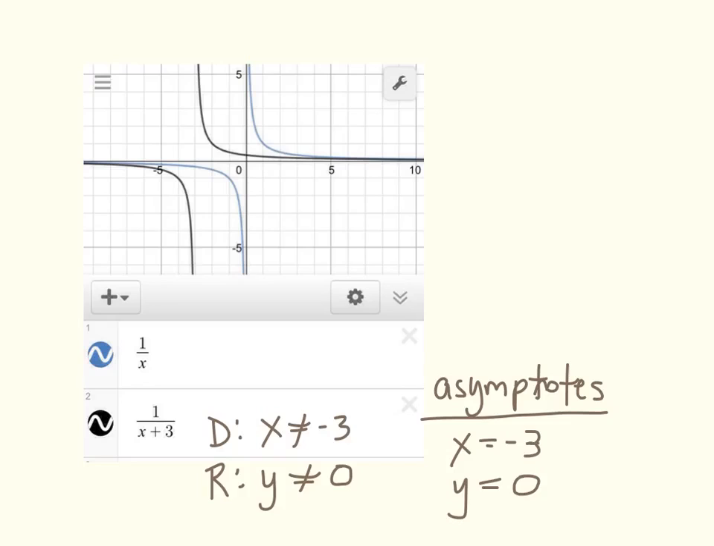Compare that to when a number is added or subtracted underneath the fraction bar, or inside, as we like to say. In this case, it's going to be a movement of 3 to the left. If you remember, this is x minus h, so it's the opposite of what you think. This center point at 0, 0 has now moved to negative 3, 0. Asymptotes are at x equals negative 3 and at y equals 0, which means the domain is all the reals except x is not equal to negative 3. The range is all the reals except y is not equal to 0.